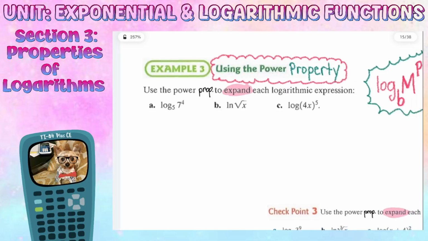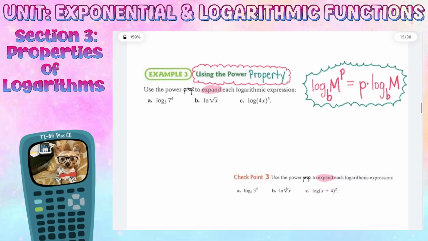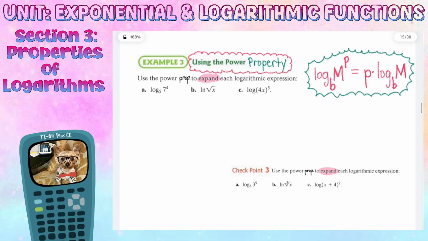Here we go. We have example 3 using the power property. Did I say power before, or did I accidentally say product? Because I meant to say power for sure, and now I don't know what I said. Hopefully I said the right thing.